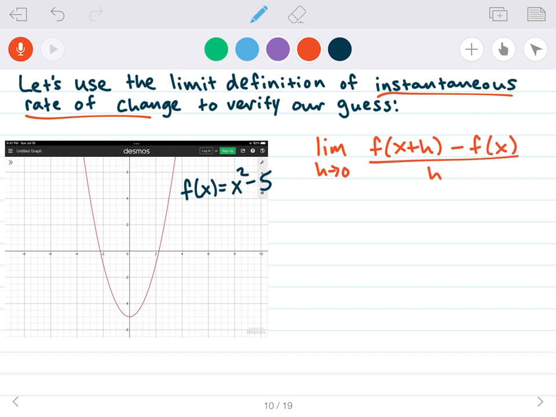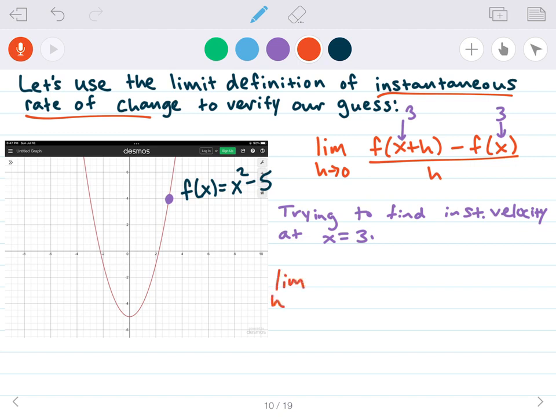Okay, so we were interested when x equals 3, right? So we are trying to find the instantaneous velocity at x equals 3. So we need to plug in 3 in for x into our limit, into our function for instantaneous velocity. Okay, so let's do that. So we have f of 3 plus h minus f of 3 over h.